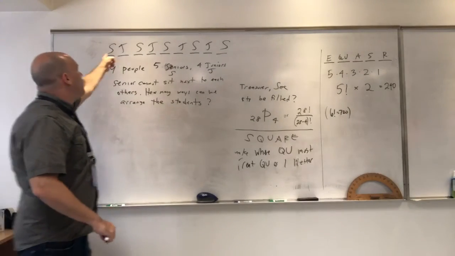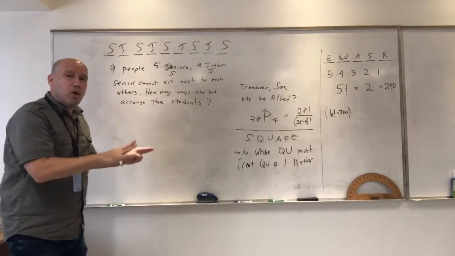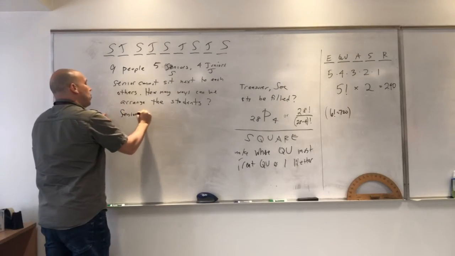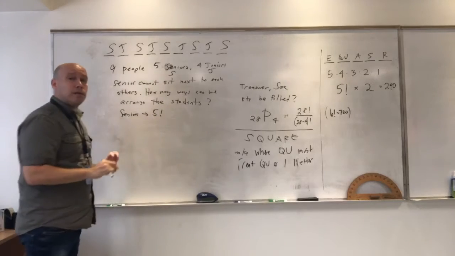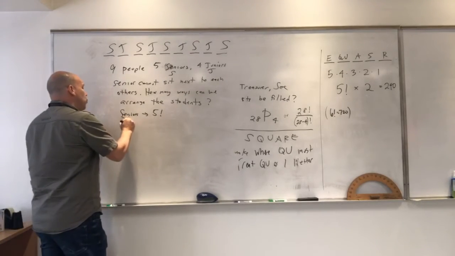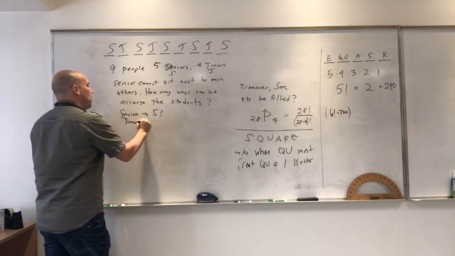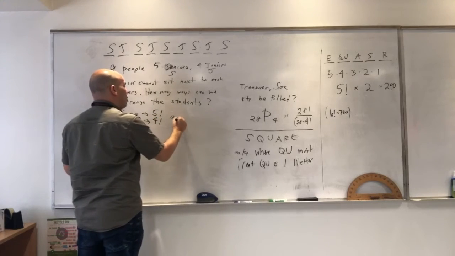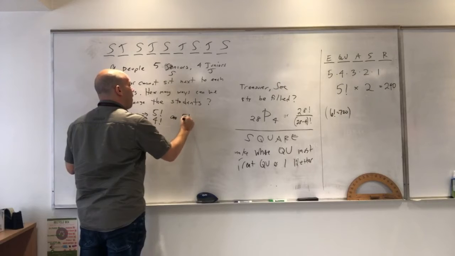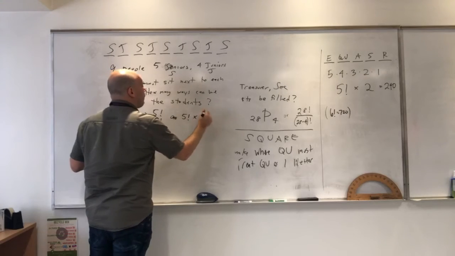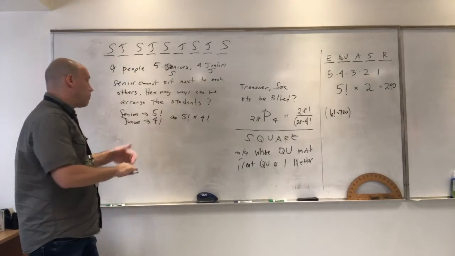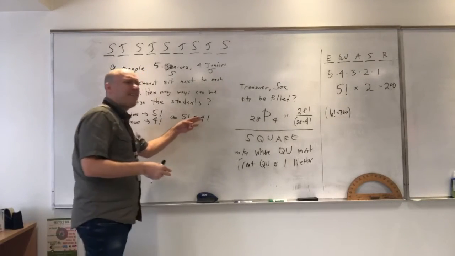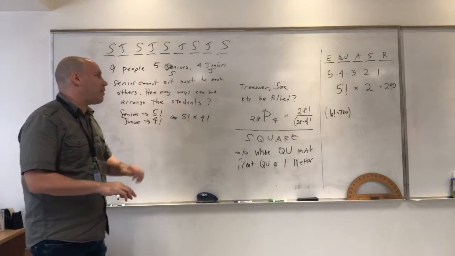Well, once you've got the visual, you can see, okay, my seniors can be arranged 5 factorial ways. And my juniors can be arranged 4 factorial ways. Answer, 5 factorial times 4 factorial. And what's that? You need a calculator. Or you can leave that. I think it would be fun if you left it like that.